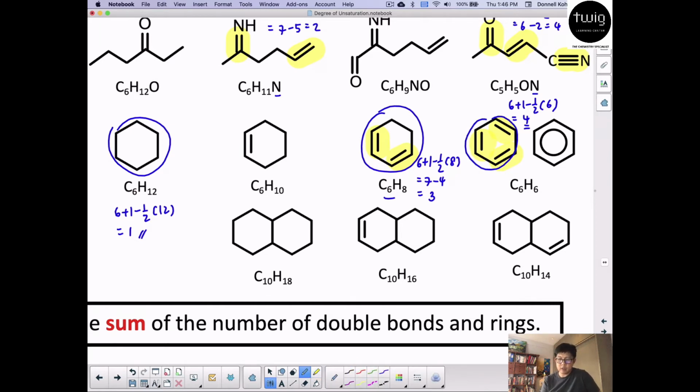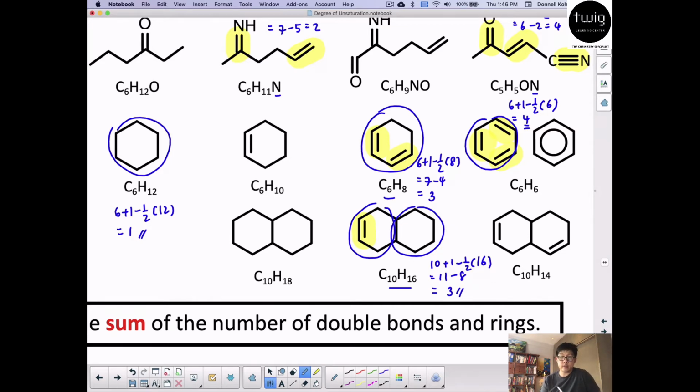Alright, maybe just one more. Let's look at this C10H16. So 10 plus 1 minus half of 16. This gives you 11 minus 8. That gives you a value of 3. So let's see whether it fits. There's a double bond. And how many rings? 1 ring, 2 rings. So that's why you get a value of 3.